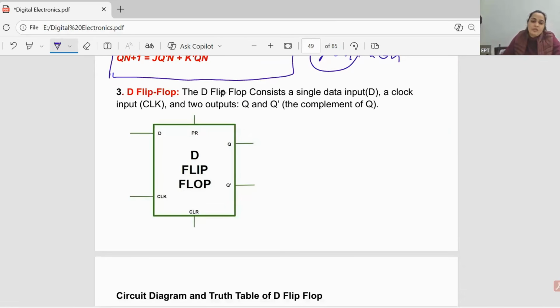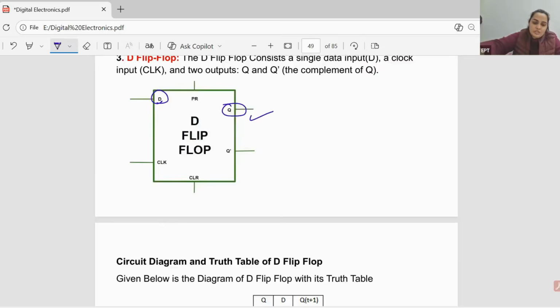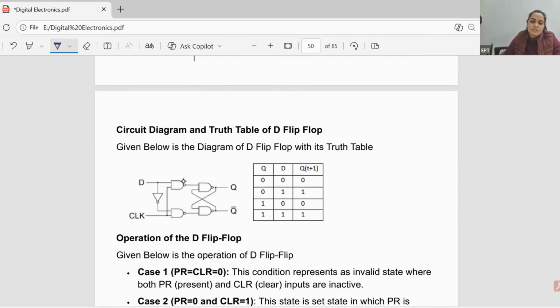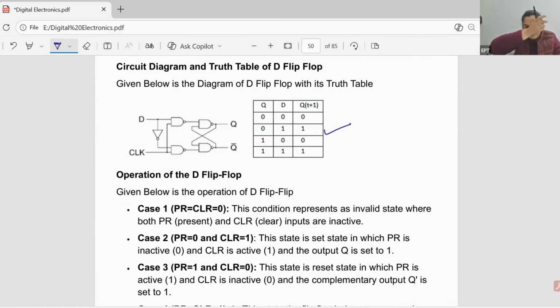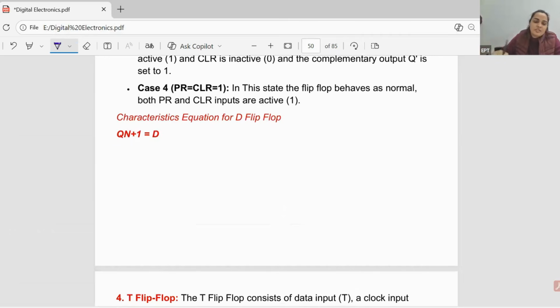Okay, D flip flop. Whatever input you provide here, it will pass to the output stage. So the easiest one, right? This is the circuit of D flip flop, and this is the characteristic equation of the D flip flop.